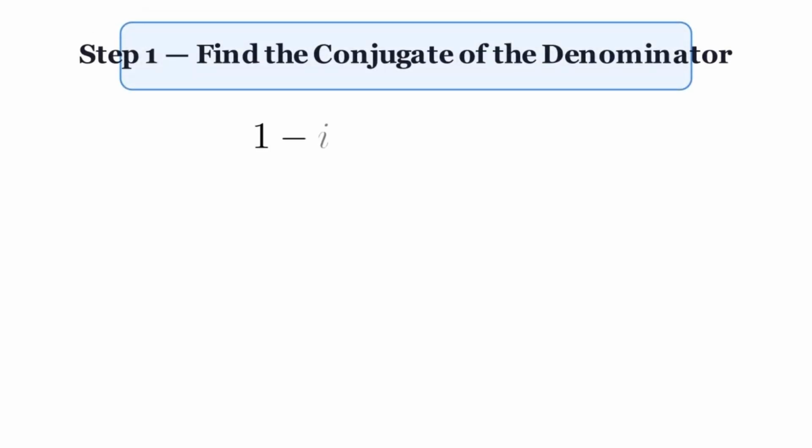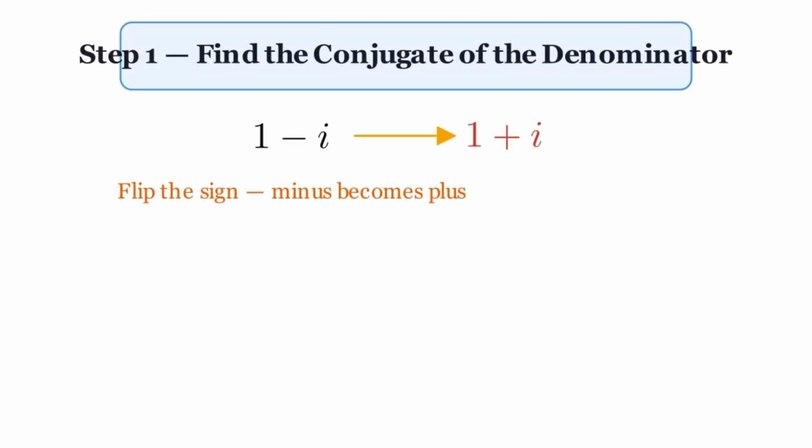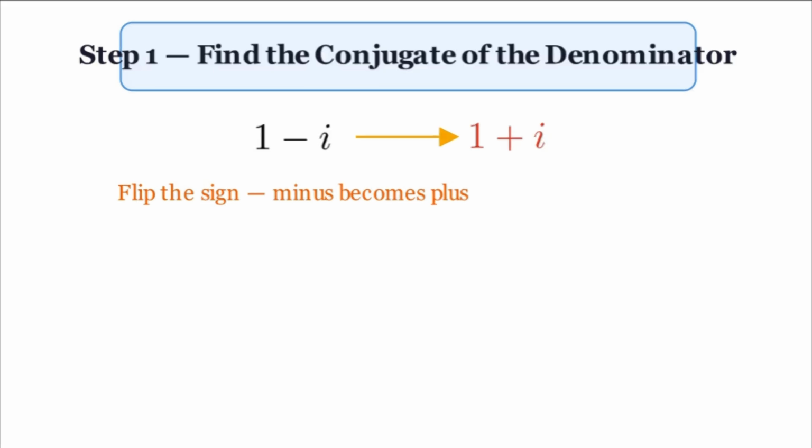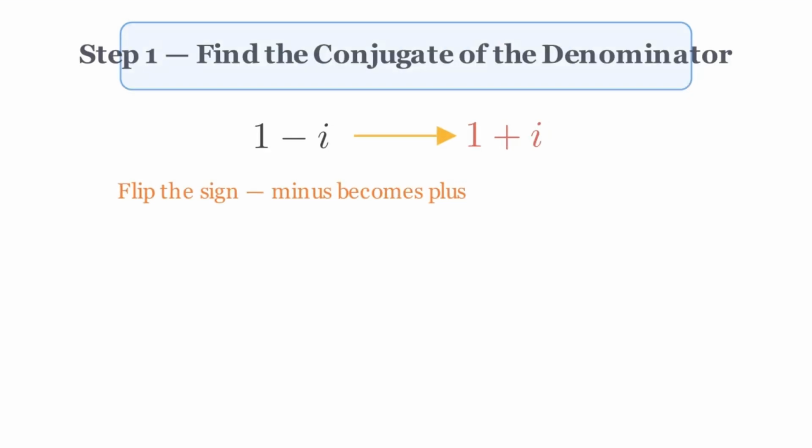Step 1. Find the conjugate of the denominator. The denominator is 1 minus i. Its conjugate is 1 plus i. We just flipped the sign.